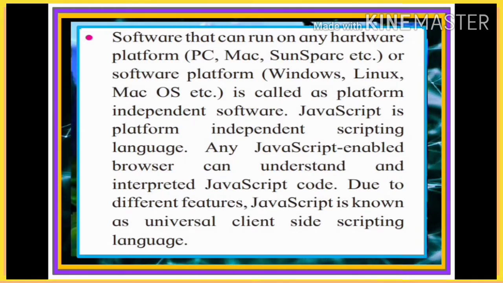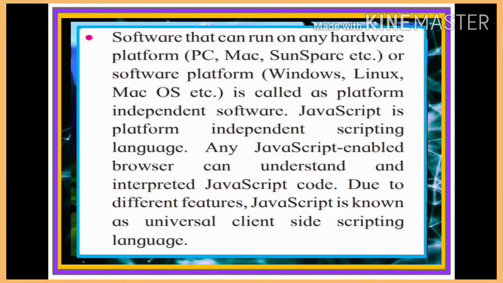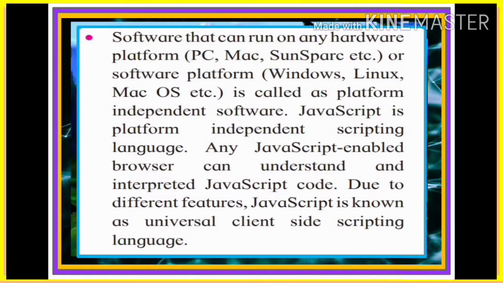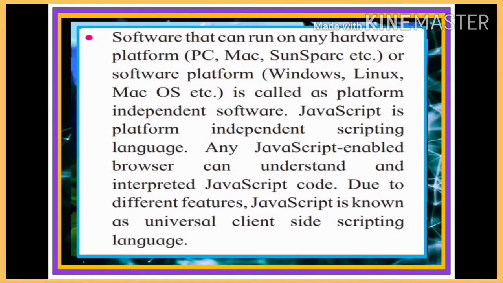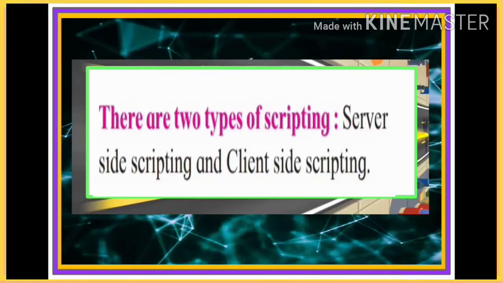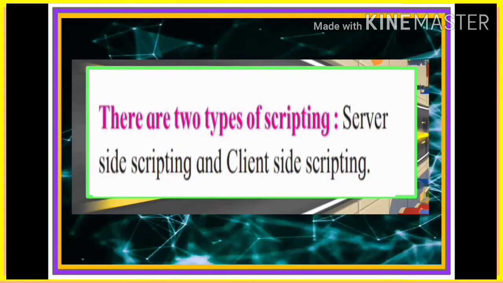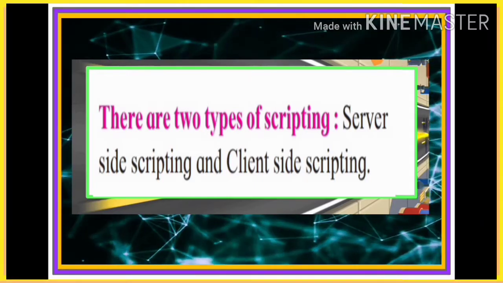Due to different features, JavaScript is known as a universal scripting language, means universal client-side scripting language. It supports all the hardware platforms and different software platforms. Also, it runs on any browser and any version of browser. That's why it is a universal client-side scripting language. There are two types of scripting: server-side scripting and client-side scripting.